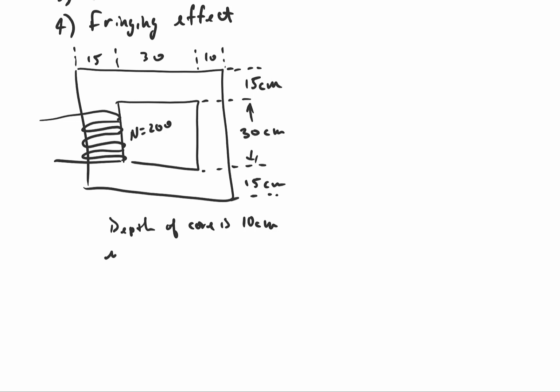And let's assume that the relative permeability of this core is 2500. And we want to find the flux that is produced if we have 1 amp of current.